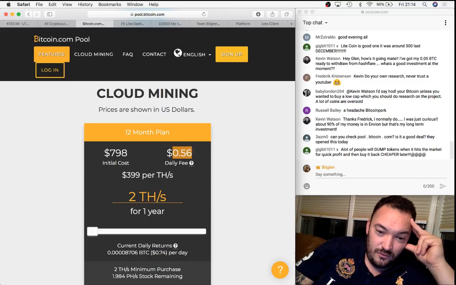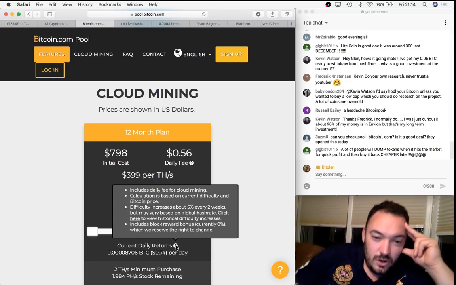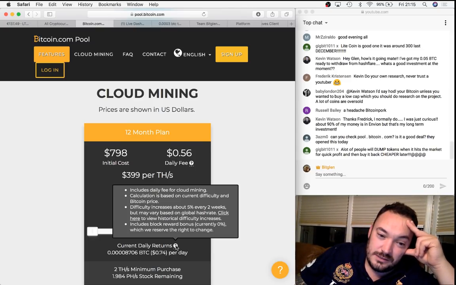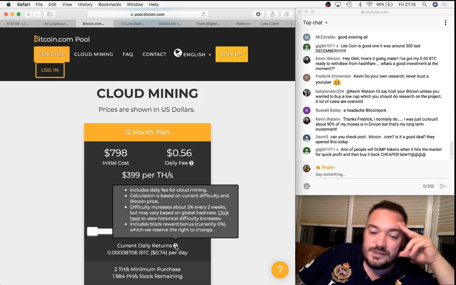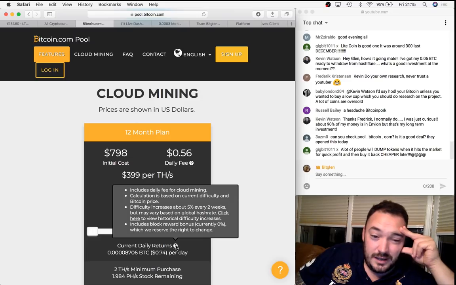They're going to take out 56 cent a day. That's going to leave you very, very little. Includes daily fee for cloud mining. Oh, so then that's, once they've taken the fee out, you'll end up with 74 cent per day.